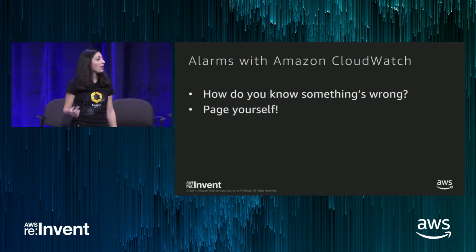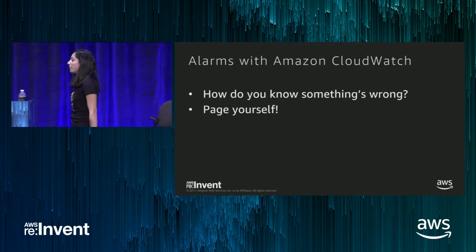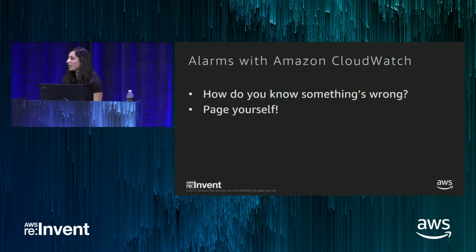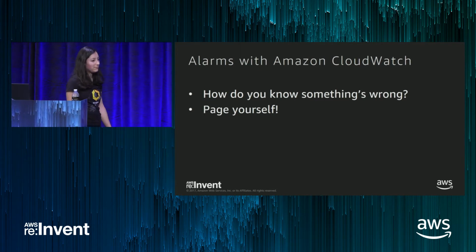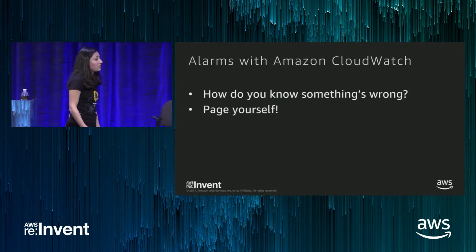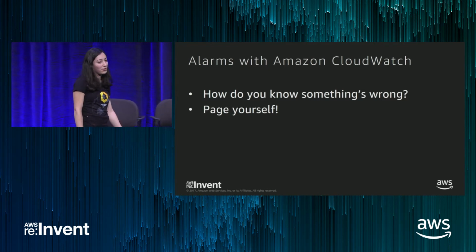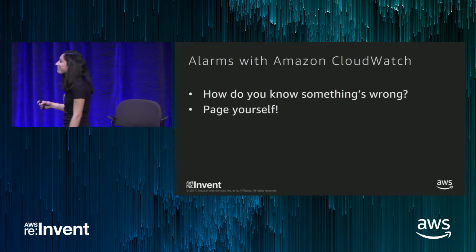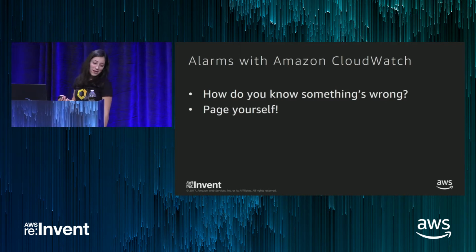So now we have metrics and we have logs. It's great. Now we can track our application and know what's going on. However, you don't want to have someone sitting there and monitoring this 24/7. You want to be able to just be alarmed. You want to page yourself when something's wrong. Well, maybe you don't want to page yourself, but your company will thank you for it. So let's talk about how to do that.